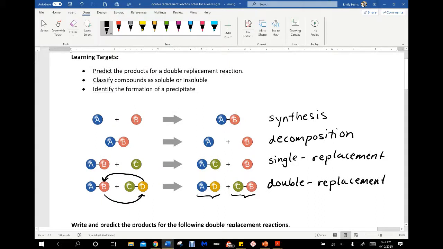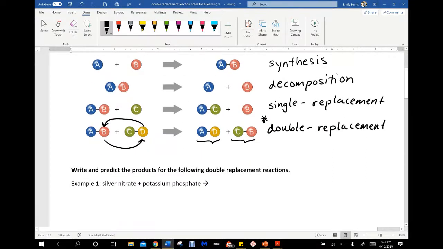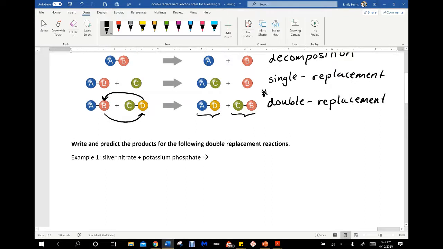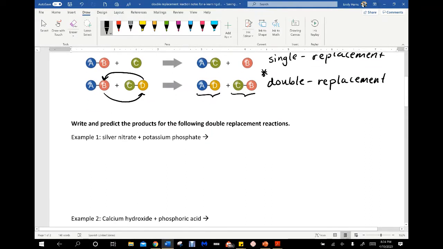And so we decided that out of these different types of reactions, double replacement is the most likely that you'll see again if you go on to take chemistry in college. So we decided we'd take a day and focus in on that specific type. Let's see if we can tackle our first learning target, which is to write and predict the products for the following double replacement reactions. And I'm going to see if I can split my screen right quick.